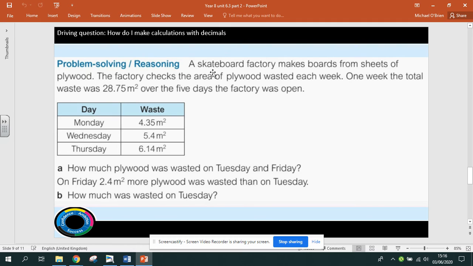Okay, the skateboard factory. The skateboard factory makes boards from sheets of plywood. The factory checks the area of plywood wasted each week. 1 week, the total waste was 28.75 square meters over the 5 days the factory was open. Then we're given the amount of waste in 3 days. How much plywood was wasted on Tuesday and Friday? And also, on Friday, 2.4 meters more plywood was wasted than on Tuesday. How much was wasted on Tuesday?